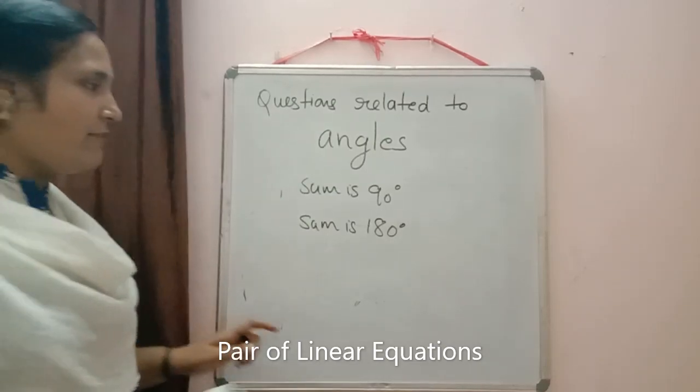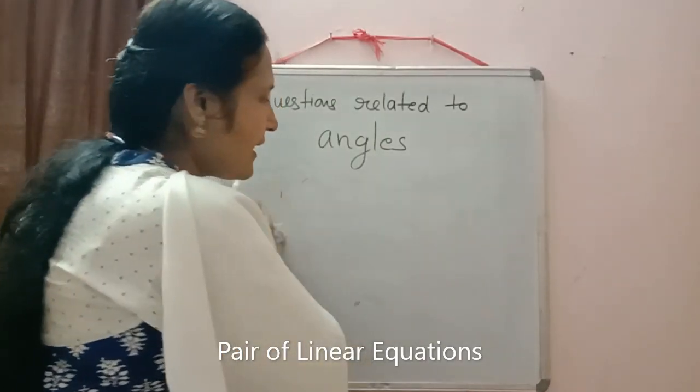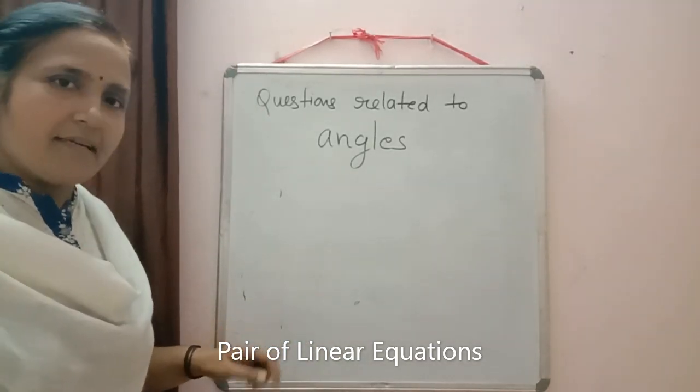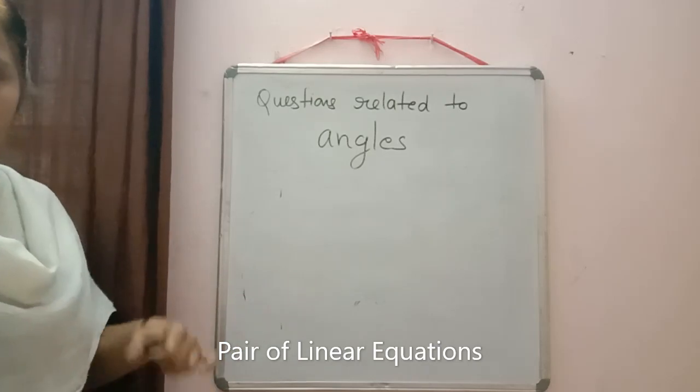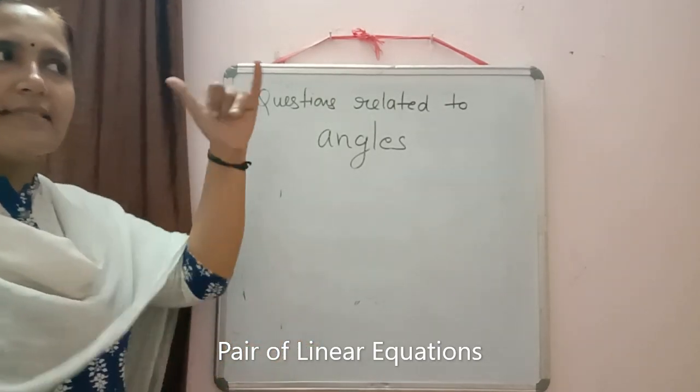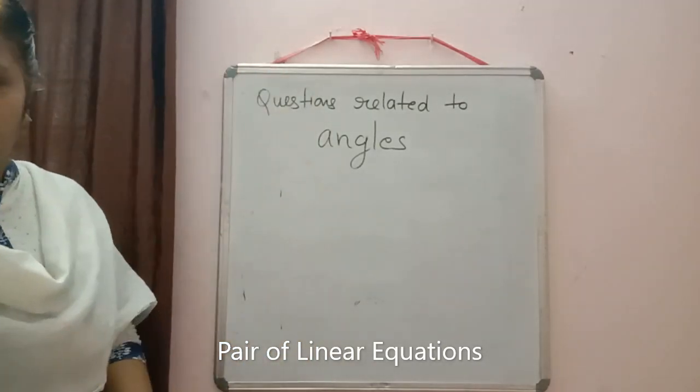Then our most favorite, the angle sum property of a triangle. The sum of all the angles is 180 degrees. That I think you all know. Angle sum property of a quadrilateral: the sum of all the angles is 360 degrees.